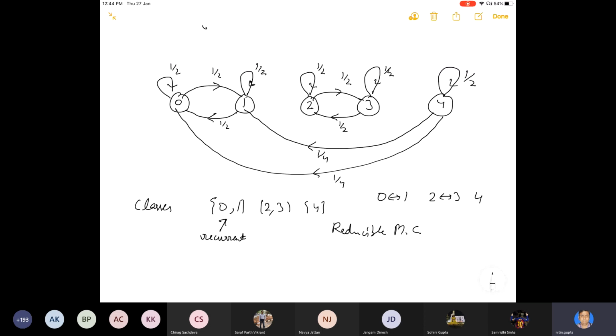Similarly, 2 and 3: given that you are in 2, you will visit state 2 again and again, infinitely often. So therefore 2 and 3 are also recurrent. State 4: if you are in state 4, you may be in state 4 for a finite time. Finite may be large, but at the last either you will be in state 0 or 1. So therefore you cannot visit state 4 infinitely often. So therefore state 4 is basically a transient state.